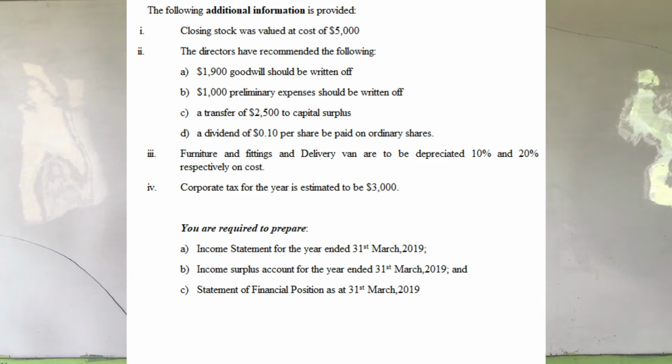The next one: furniture and fittings and delivery van are to be depreciated 10% and 20% respectively on cost. And the final one is that the corporate tax for the year is estimated to be 3,000 Ghana cedis. You are required to prepare A, the income statement for the year ended 31st March 2019, and then B, the income surplus account for the year ended 31st March 2019, and then finally the statement of financial position as at 31st March 2019. So this is your question.